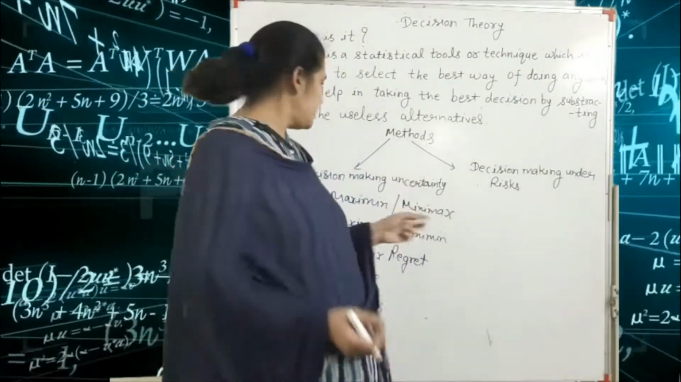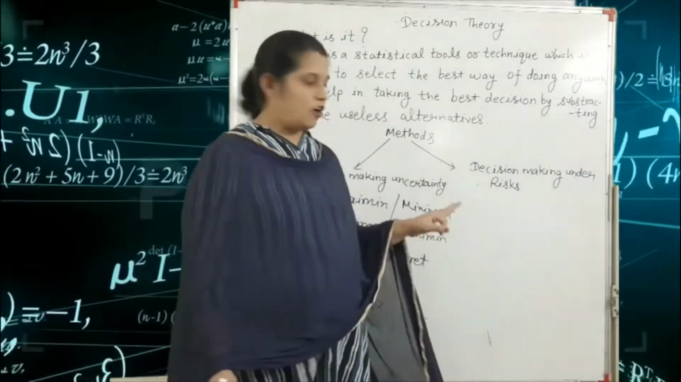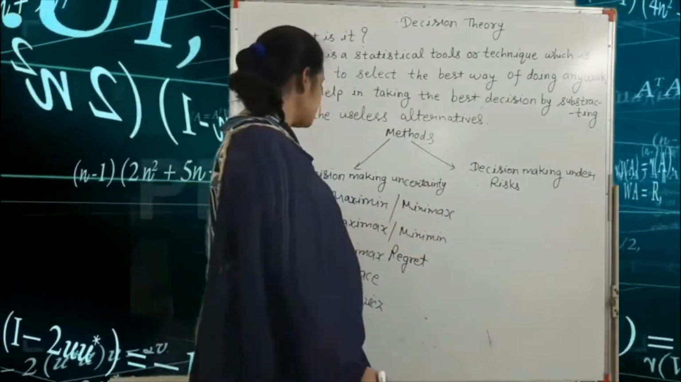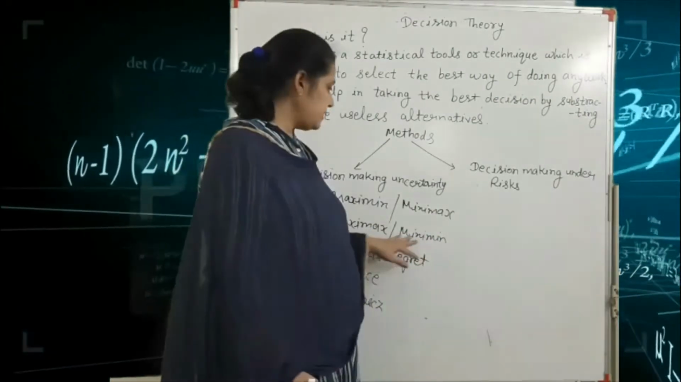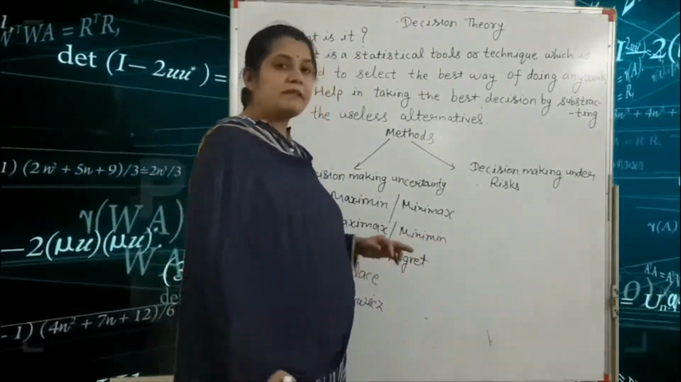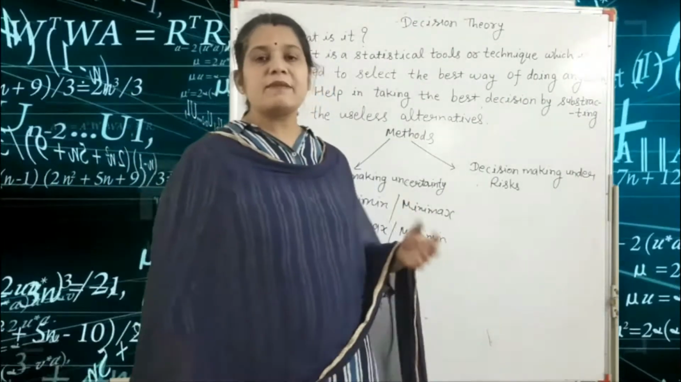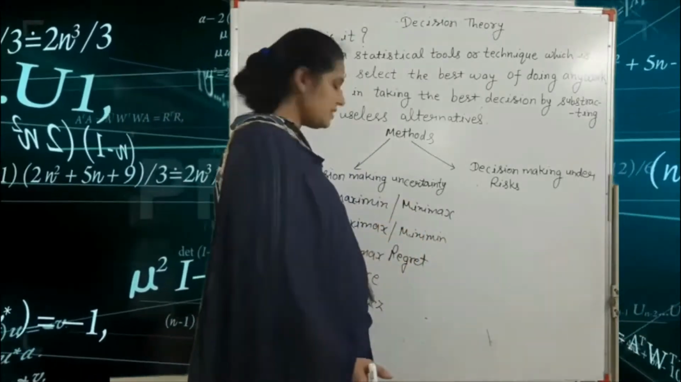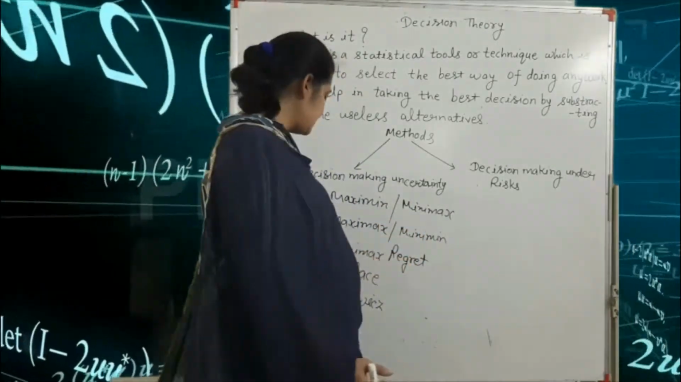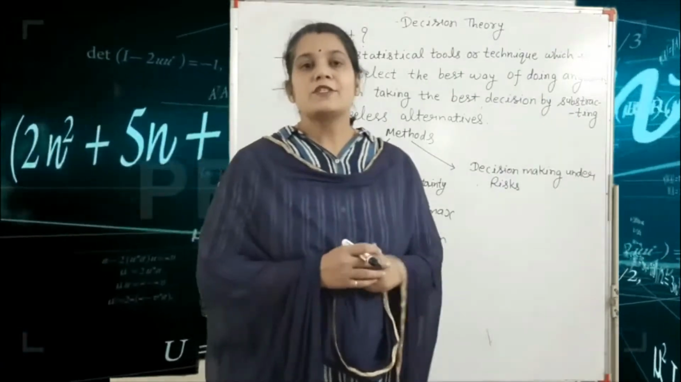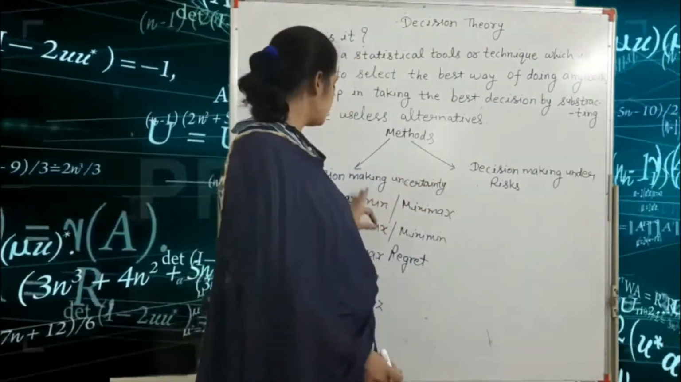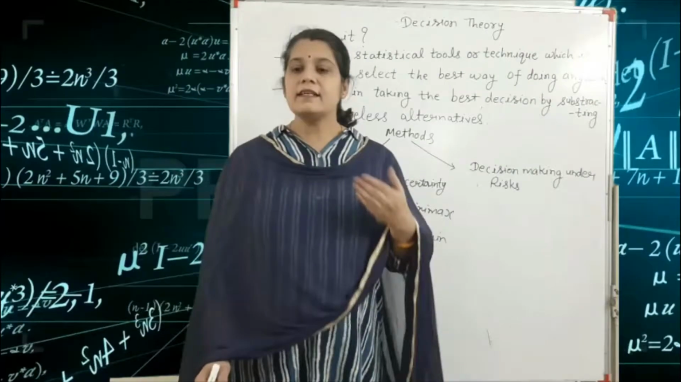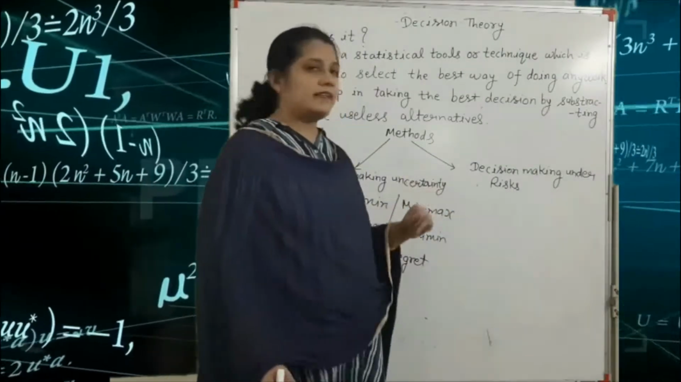So first is maximin or minimax, second is maximax or minimin, third is minimax regret, and this method is very important. Fourth is Laplace and last is Hurwicz. These five methods are included in decision making under uncertainty.